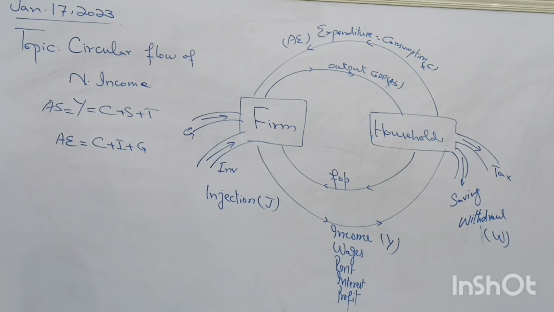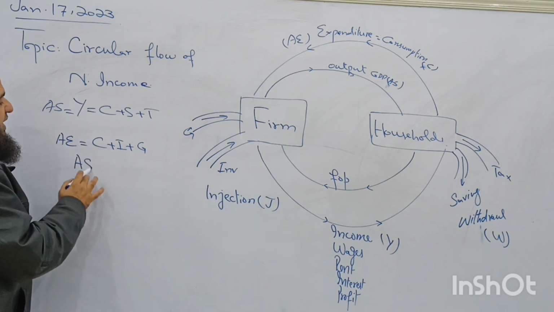G means government spending on public goods and merit goods, in order to provide a more conducive environment to the firms to produce more goods and services. If there is better infrastructure of roads, bridges and colleges, then firms will find it easy to produce more goods and services. Now this is the expenditure line.